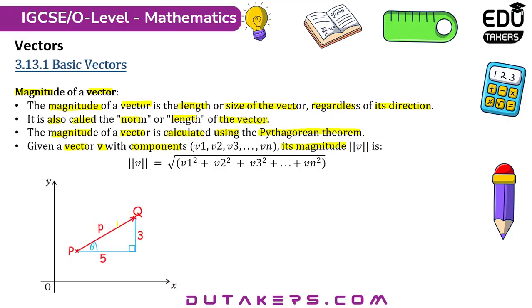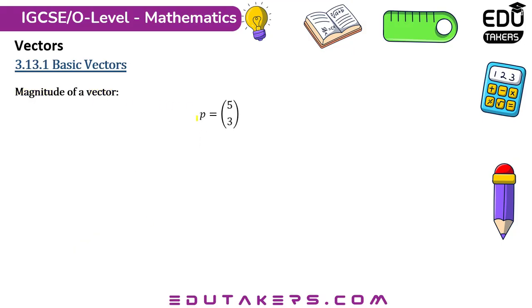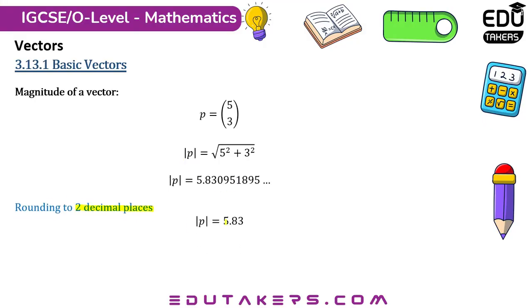Here we have a vector PQ. Vector P is 5, 3 and its magnitude is the square root of 5 squared plus 3 squared, which is 5.830951895. It's a complete display of a calculator. Now rounding to 2 decimal places, it will be 5.83.